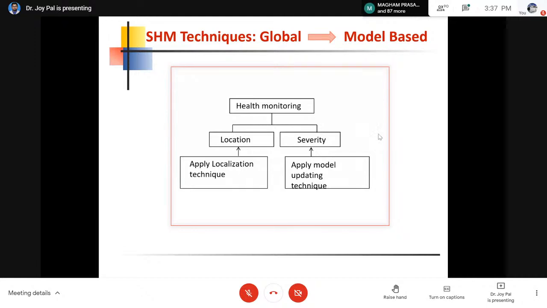So when I'm talking about the updating operation, that means the optimization technique comes into the picture. We will construct an objective function, and that objective function will be minimized or maximized by updating the variables. Ultimately, when the model represents the same structure, at that time we will finalize the parameter values, and in this way the severities are estimated.